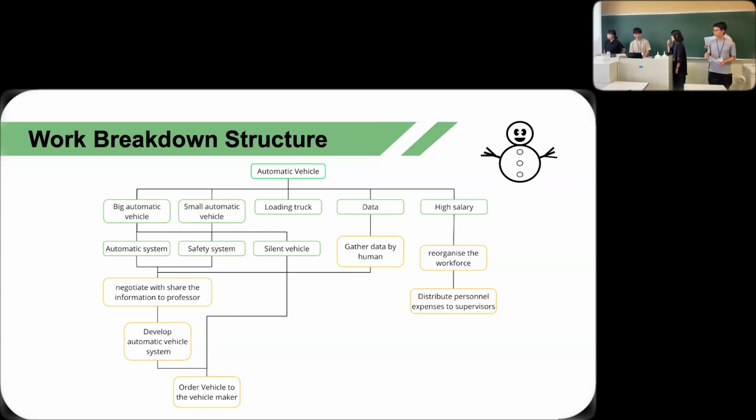Next, I will explain about work breakdown structure. Our main goal is to produce automatic vehicles: big automatic vehicle, small automatic vehicle, loading trucks, data. High salary is needed to achieve the goal. And the steps below are needed on this slide.